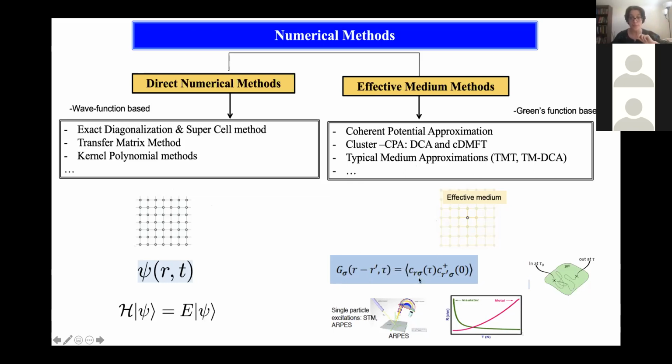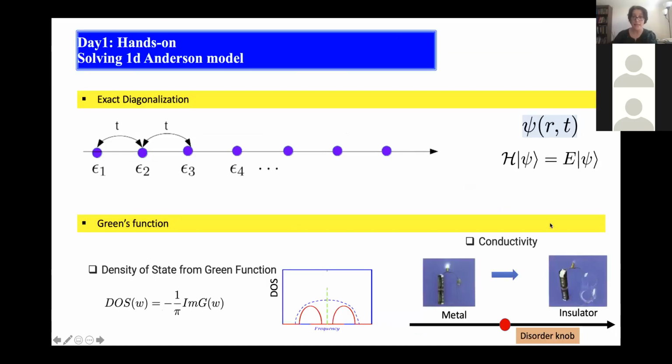Green's function-based approaches have one advantage: we can calculate quantities which can be directly related to experiments. For example, you can calculate density of states, spectra, conductivity, or resistivity and compare with experimental findings. We will have hands-on experience doing exact diagonalization and the Green's function method on a simple model, the 1D Anderson model.